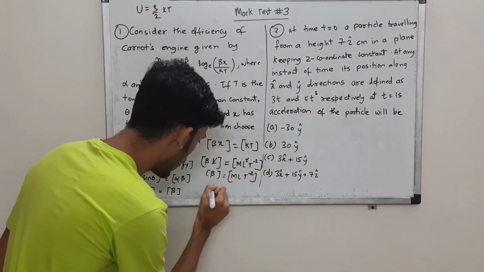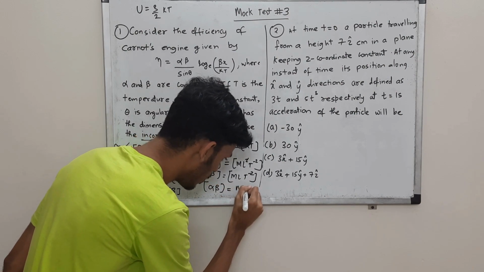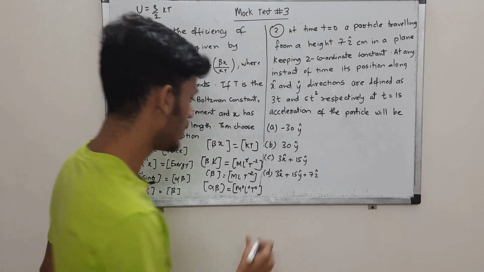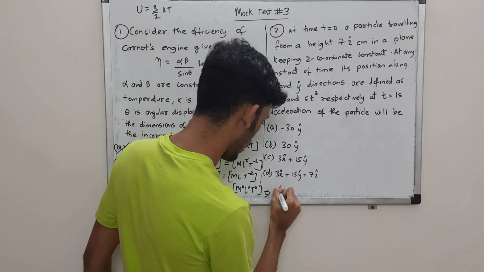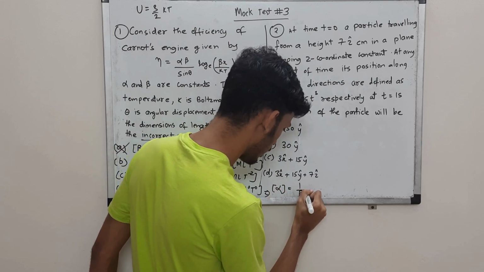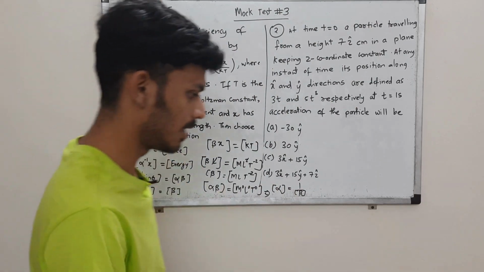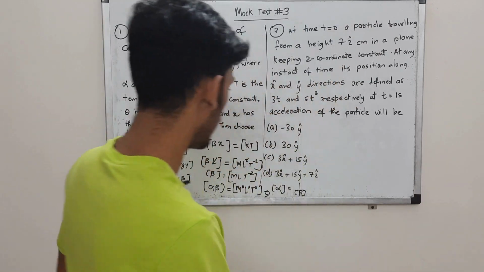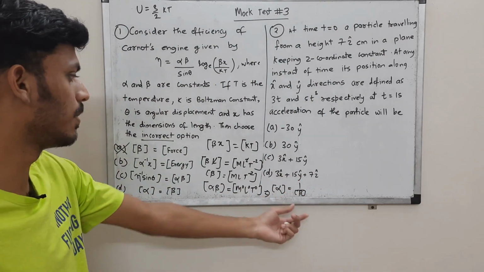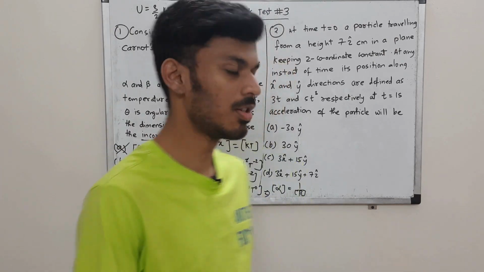So alpha into beta should be dimensionless, which means M^0 L^0 T^0. Basically this means that your alpha will have dimensions same as that of 1 by beta. So they will be reciprocals of each other, so that their product becomes dimensionless, M^0 L^0 T^0. So alpha and beta, their dimensions are reciprocals of each other.